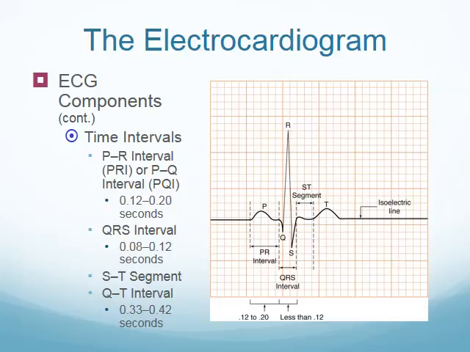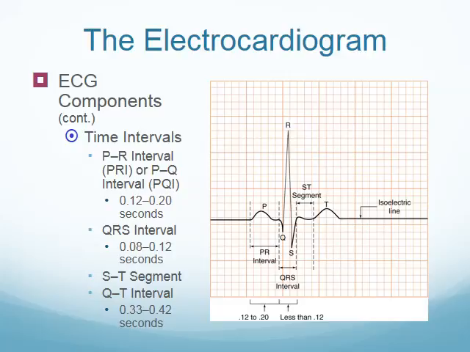Our T wave is here. The QT interval is the distance from the beginning of the Q wave to the end of the T wave here. And that distance should be less than 0.42 seconds.